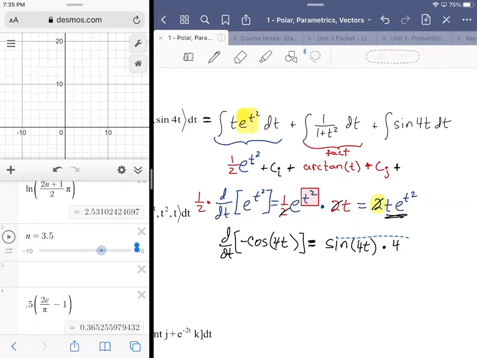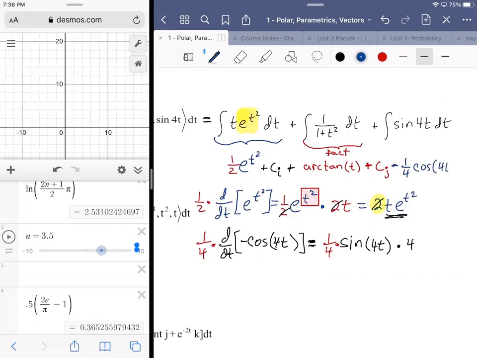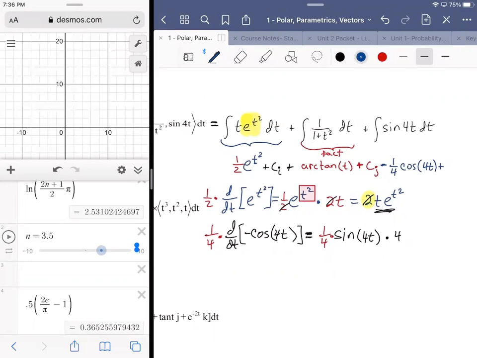All right? But again, I don't have a coefficient. So that means that that 4 must have gone away at some point. So I correct for that by multiplying through with a 1/4. And then I get my antiderivative, which is negative 1/4 cosine of 4t. I'll go blue here. And that's going to be plus C sub K. All right. So that's actually going to be my antiderivative.